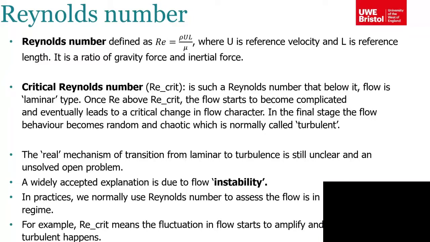The real mechanism of transition from laminar to turbulence is still unclear. You can't really explain how it happens, though you know where it happens. It's not explained properly yet. The widely accepted explanation is due to instability. You can explain it using energy theories as well. So in practice, we use the Reynolds number to determine the region.